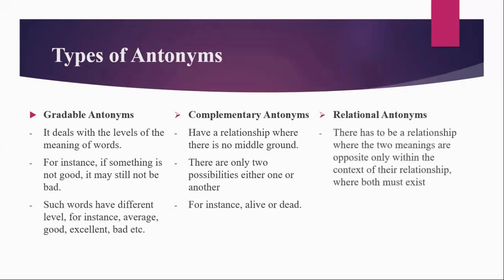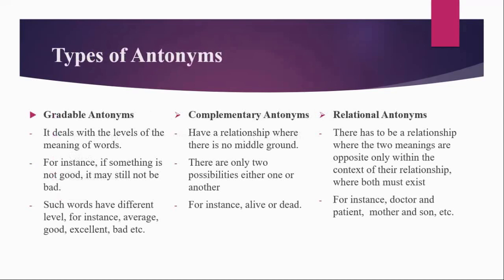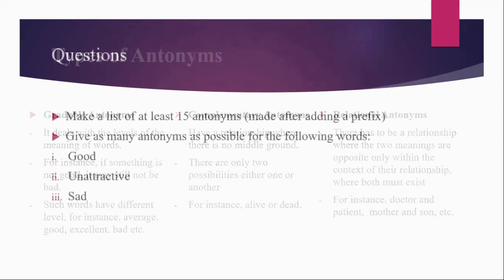All right. Then we have relational antonyms. There has to be a relationship between the two meanings, where the two meanings are opposite only in the context of the relationship, where both must exist, right? An opposite of something can only exist when there is an opposite of that word. For instance, doctor and patient. I can only be a doctor if I have a patient, right? Or I can be a patient only when there is a doctor. Or mother and son. A person can be a mother only when she has a son or a daughter. So these are relational antonyms. These are the different types of antonyms that we have.